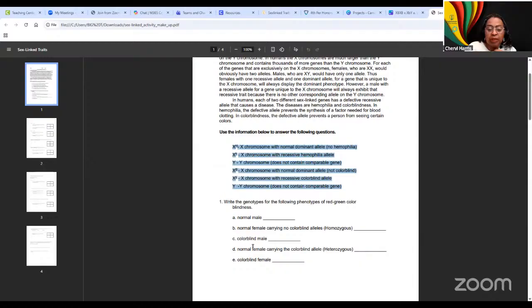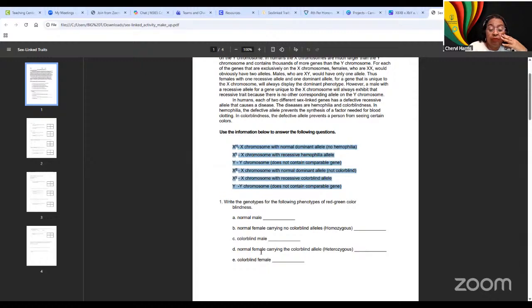Not colorblind. All right, a colorblind male is going to be X with a lowercase b and a Y. And then next to that, you write he is colorblind. Well, you don't have to say that because they already tell you that.